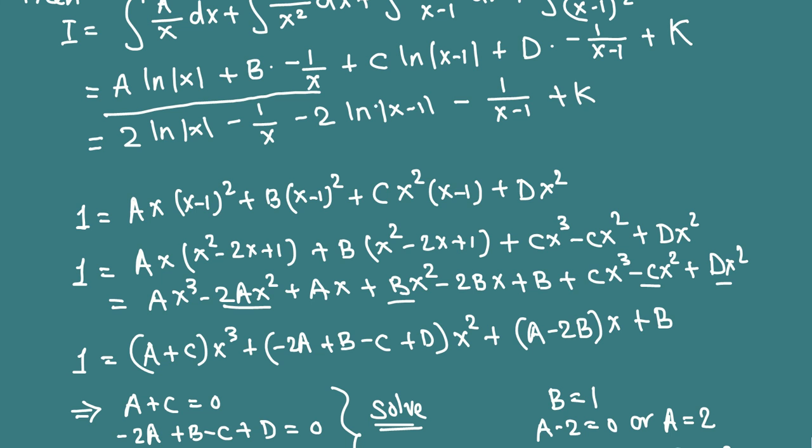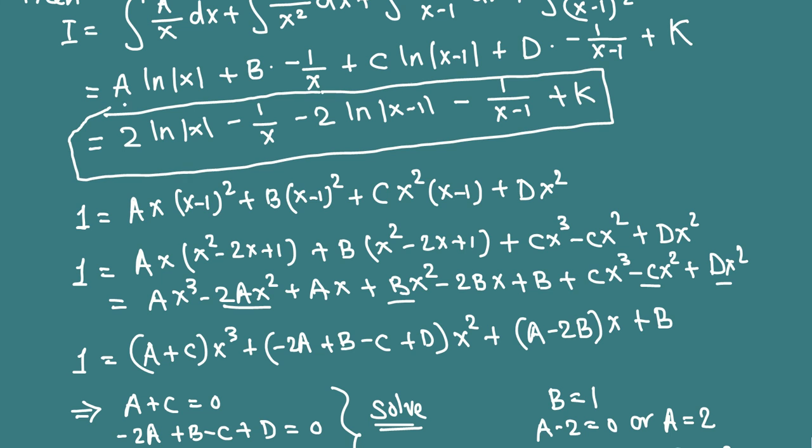We can combine these two natural log terms, but we don't have to. If we combine them, it becomes natural log of x squared minus natural log of x minus 1 squared, and the difference of two natural logs is the natural log of the quotient, x squared over x minus 1 squared. So we could combine, but it's not necessary. This is it.